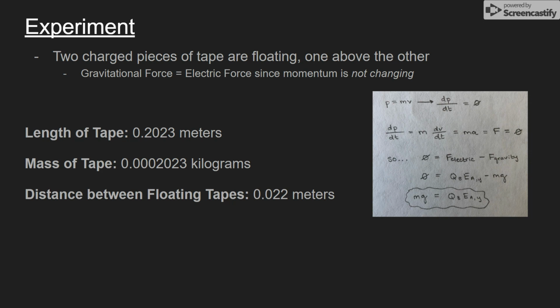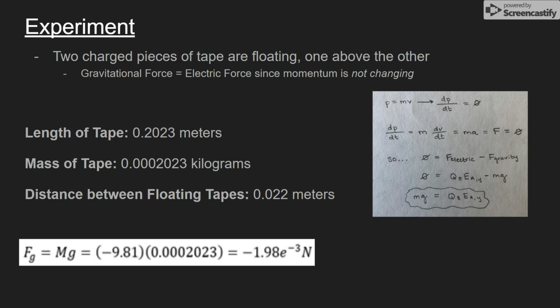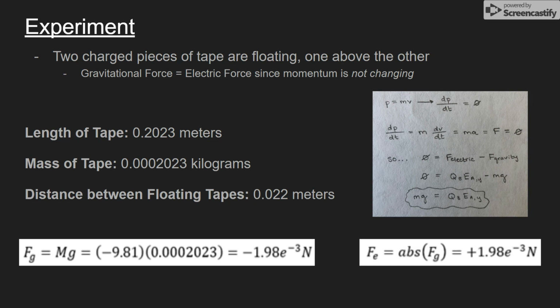And then here, just to simplify the momentum principle that we're using, we know it's equal to 0, and that boils down to mg being equal to QE, or electric force equal to gravitational force. So we can then calculate gravitational force by plugging in the gravity constant and the mass of the tape, and then electric force would be the same value but opposite sign of this.